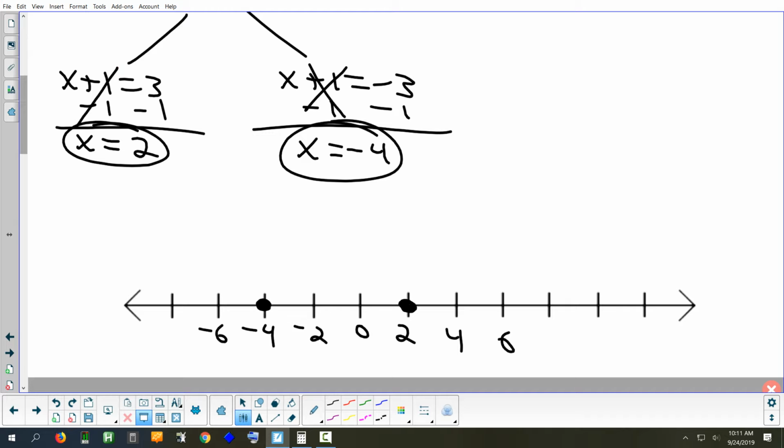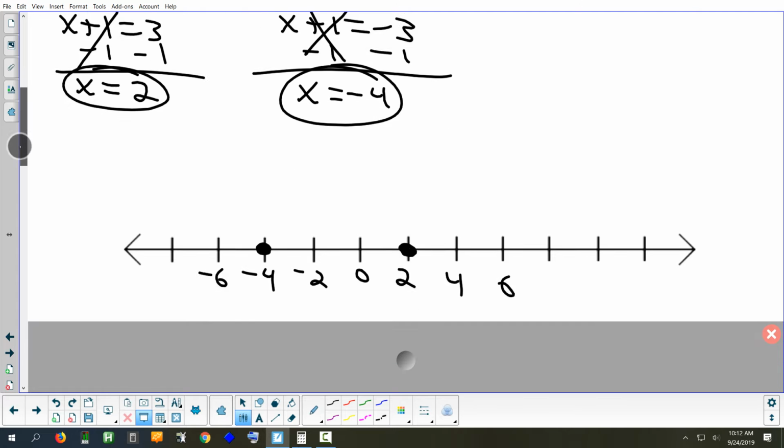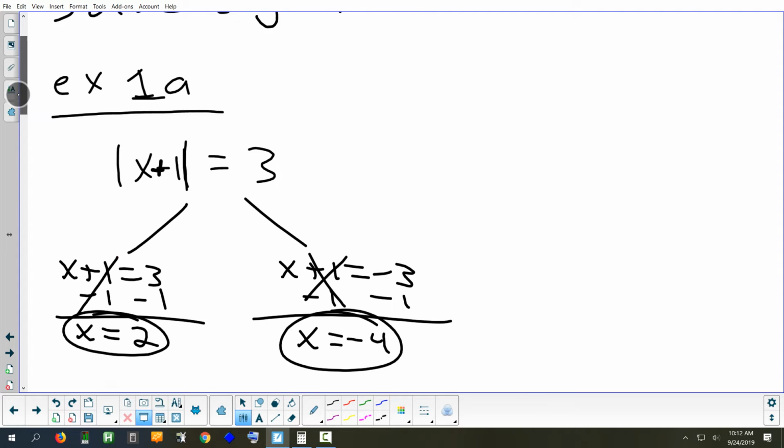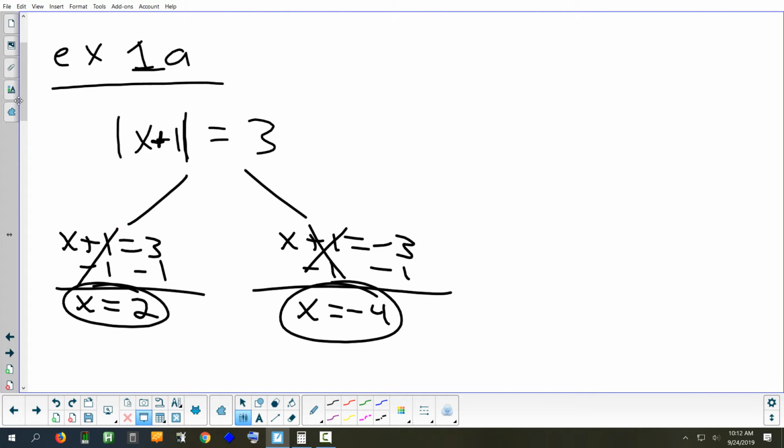That's it. Those are the only two numbers that are answers to this problem. Now, if you've done something in another class where you actually shade like this and put an arrow, has anybody done stuff like that? That's not this. That's something similar we're going to do later on. So for this one, you just have to shade two dots. Any questions on that one?